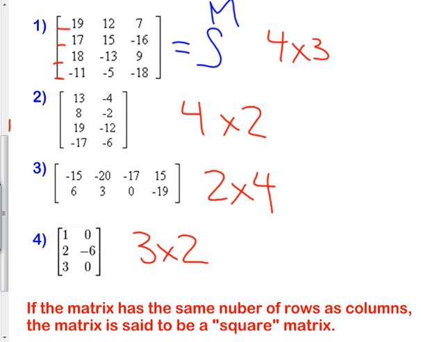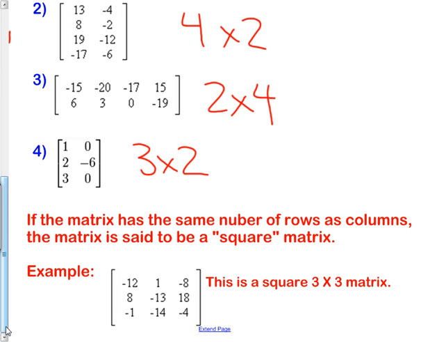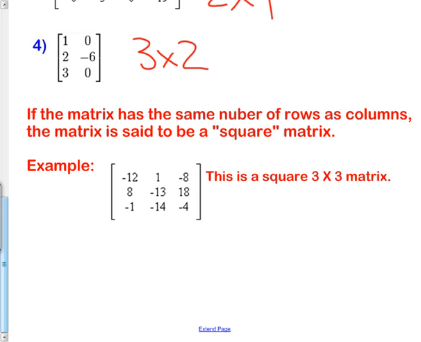Okay, so we did that. Lastly, if the matrix has the same number of rows and columns, we call that a square matrix. Yes? So what kind of square matrix is this? Yep. A 3 by 3.